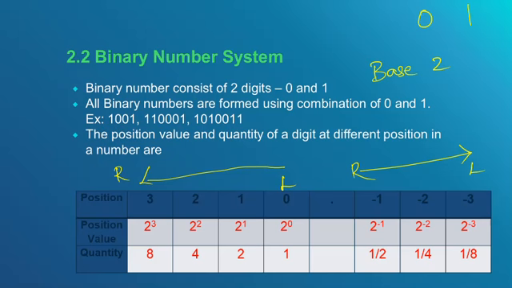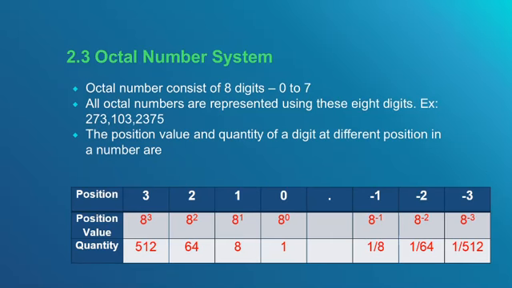The next one is going to be the octal number system. The octal number system is base 8. That means it uses 8 digits to represent any number. The 8 digits are 0 to 7. All the numbers will be represented with only combinations of 0 to 7.